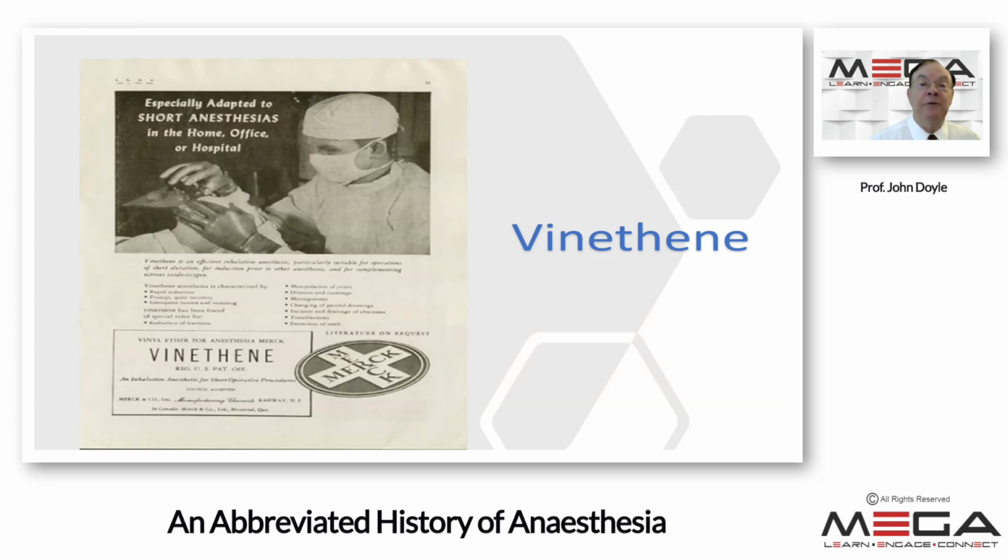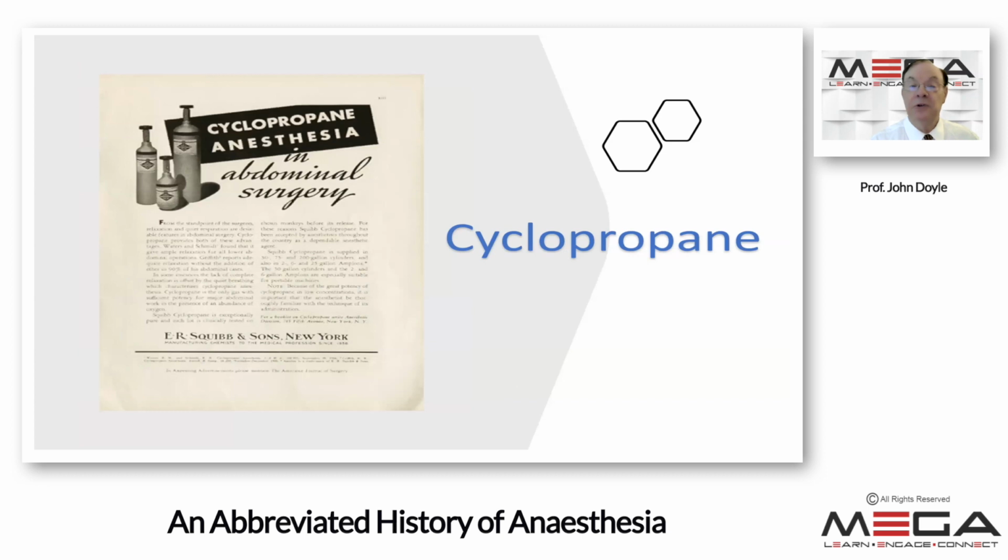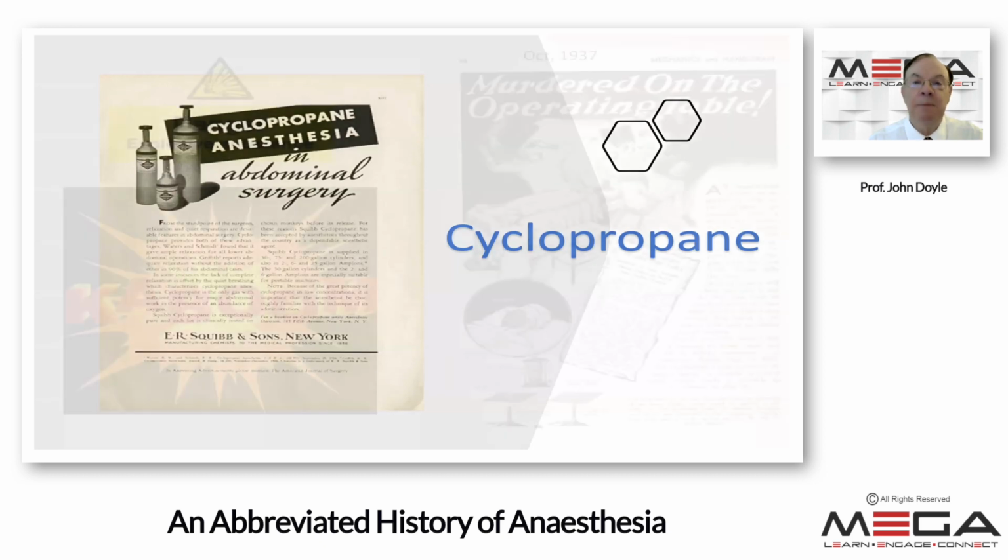Since the time of ether, a variety of other anesthetic agents have become available. Here is the drug vinyl ether, which many of you have not heard about and is no longer available for clinical use. Another drug that's especially interesting is cyclopropane. We'll learn about cyclopropane when we talk about the use of curare, because that was what Howard Griffiths used in his demonstration of the use of curare. Here is an advertisement from Squibb and Sons, cyclopropane anesthesia in abdominal surgery. The thing about cyclopropane, it is highly, highly explosive.